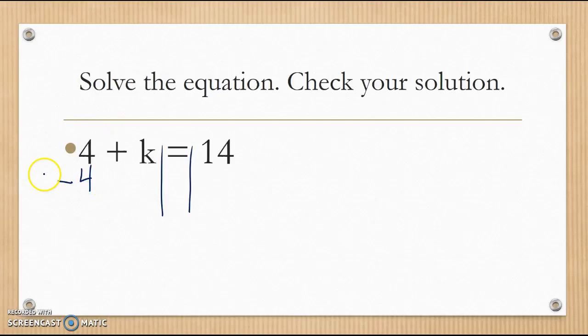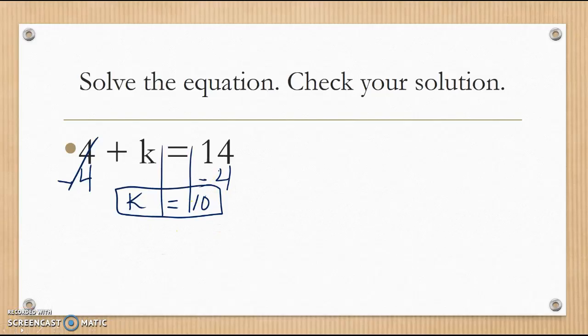And whatever we do to that left side, we have to do to the right side. So we're going to subtract 4 on the right side. So 4 minus 4 gives us 0. We can cross those out. We're left with just k. Bring down our equal sign. 14 minus 4 gives us 10. So that is our final answer.